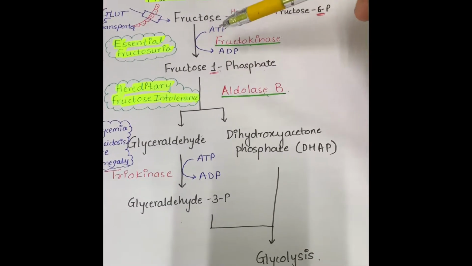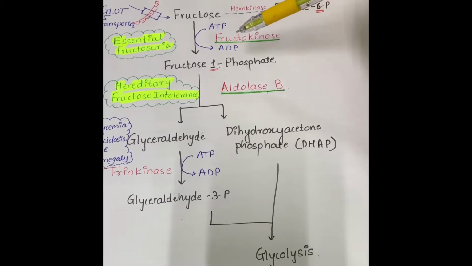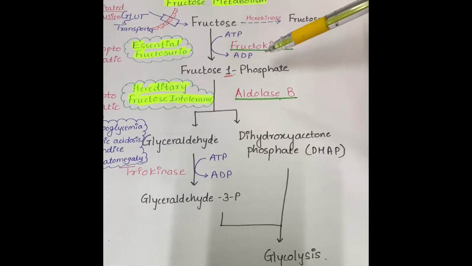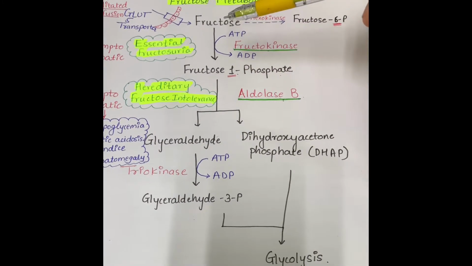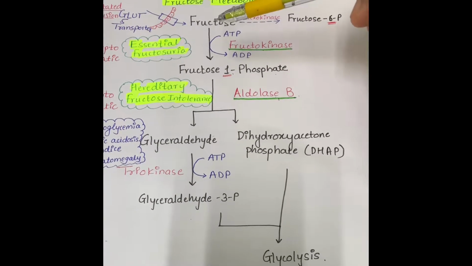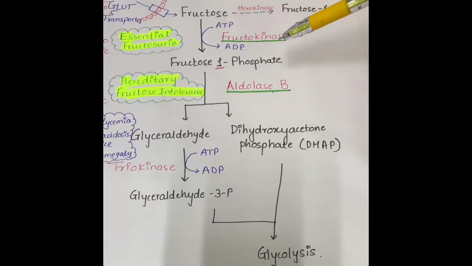In the liver, the fructokinase enzyme is present, which has a very low Km for fructose, meaning that even at a very low concentration it metabolizes fructose. This fructose gets converted into fructose 1-phosphate with the help of fructokinase.